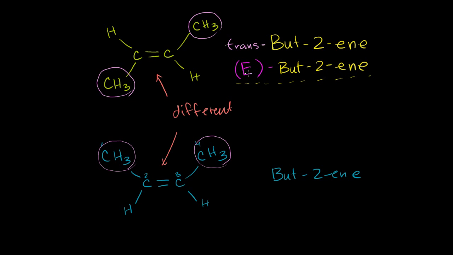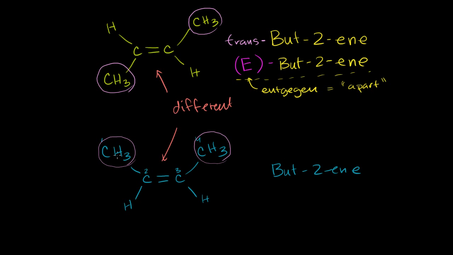But this is now kind of the standard convention. We'll see that this notation, where you use Entgegen, or E, is actually more powerful. It can extend to when we have more than one functional group on each carbon. So let me just make it clear that the E stands for Entgegen, which is German for apart. Or at least I believe it is. I can't speak German, so I'll just have to take people's words for it.